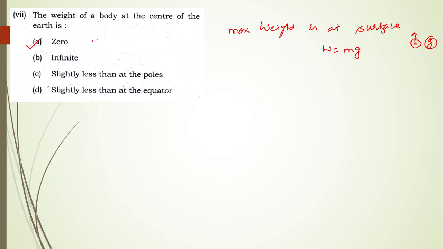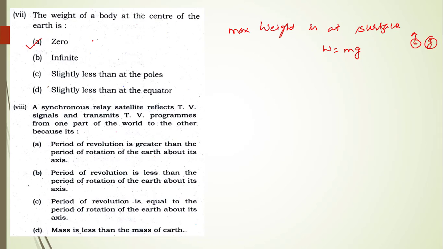Now moving towards the next question. A synchronous relay satellite reflects TV signals and transmits TV programs from one part of the world to the other because of? The first option is the period of revolution is greater than the period of rotation of the earth about its axis. This is not the right option. Again moving towards the second option, the period of revolution is less than the period of rotation of earth about its axis. Again this is a wrong option.